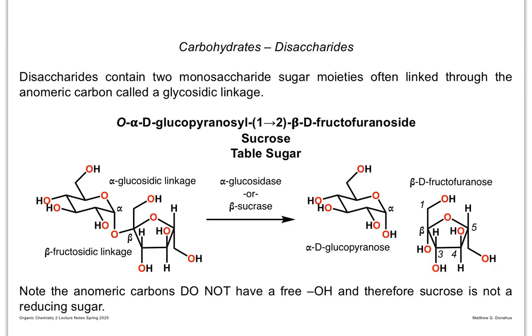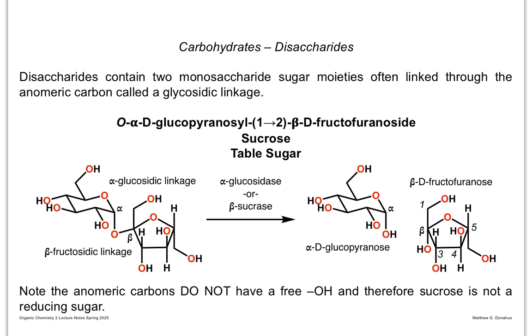So let's just calibrate ourselves on some structures before we do some testing here. So disaccharides, again, are 2 monosaccharide sugar moieties linked through the anomeric carbon. So that's the important part to realize. The anomeric carbon was the acetal. Now, when we look at that acetal here, we have oxygen and then carbon, oxygen and carbon. That carbon is no longer a reducing sugar because there's no OH group bonded to that acetal.